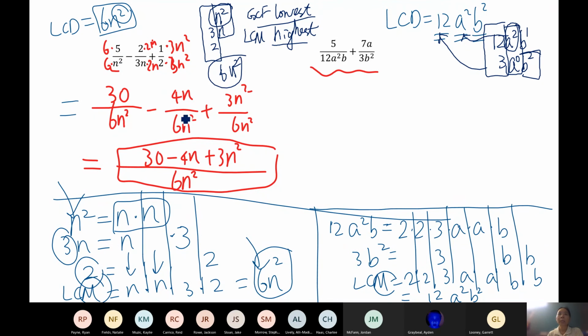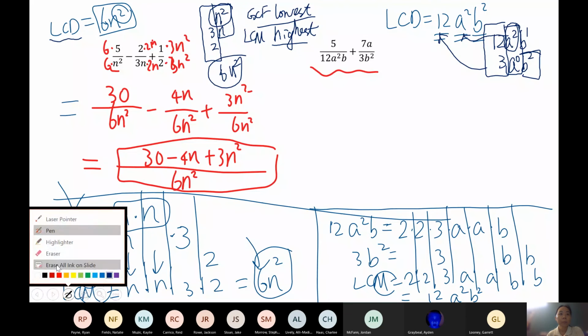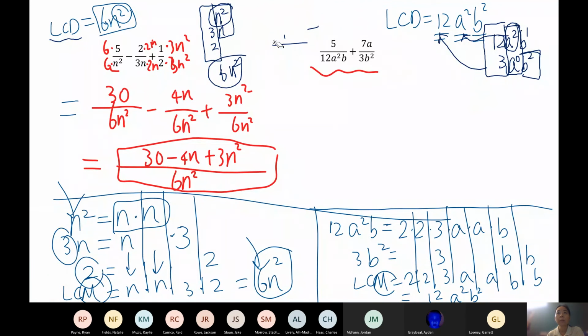Okay, so after we found the least common denominator, that's only the first step. You want to make all the denominators equal. Let me erase these. After you found the least common denominator, you want to change all the denominators, say 3n squared. And the first one is n squared to 6n squared, 3n to 6n squared, and 2 to 6n squared.